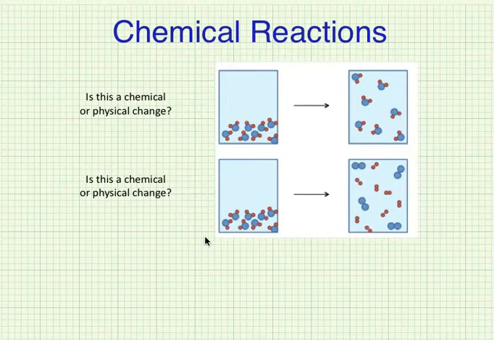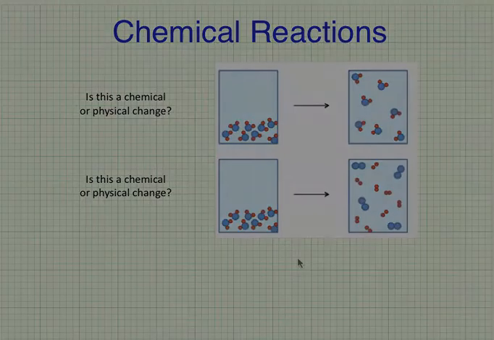Compare that to the bottom one, where at this point right here you can see that you've got two of the little red atoms with a blue atom, as opposed to on the product side, where now all of a sudden very different substances are present. And so this would be an example of a chemical reaction.